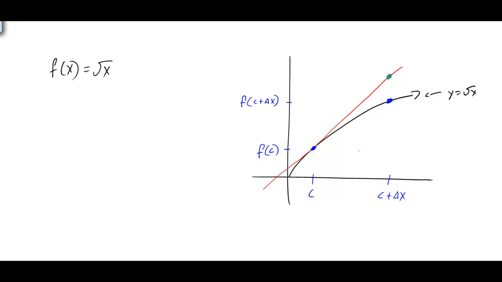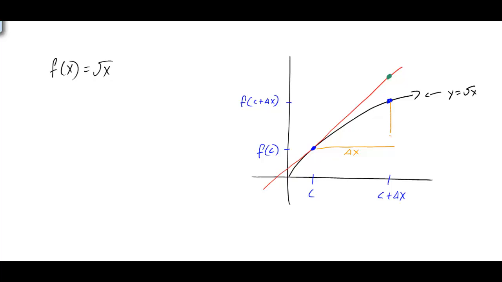To define some terms here, if we go from c to c plus delta x, to another point on the graph, this would be our delta x. This is the actual change in x. So we're going from one blue dot to this other blue dot. This is c to c plus delta x, so that's giving us delta x.